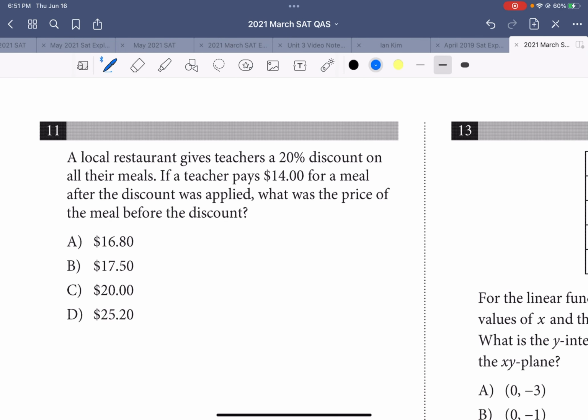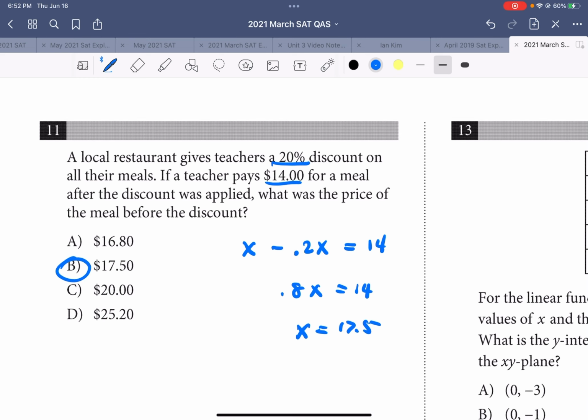Now, next one, number 11. A local restaurant gives the teacher a 20% discount on all their meals. The teacher pays $14 for a meal after the discount was applied. What was the price of the meal before the discount? So let's say x is the price of the meal before the discount, but this person gets a 20% discount. That is $14. So 0.8x is 14. So x, when you divide 14 by 0.8, will give you 17.5. So the meal price before the discount is $17.50. Okay.